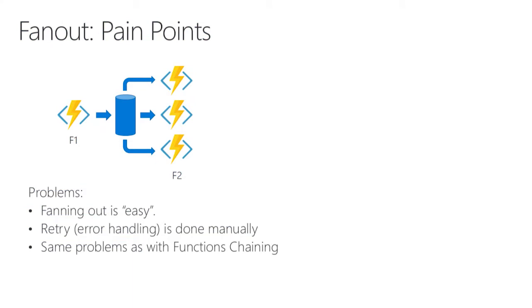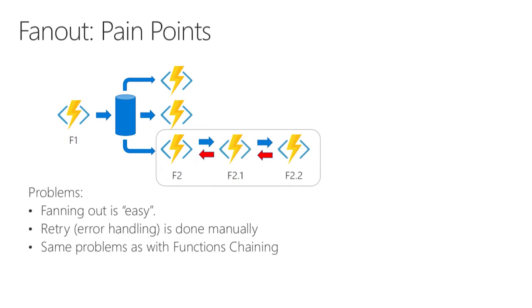The thing is that fanning out is relatively easy. You do need to figure out how to do a retry and do it manually. Yes, we have dead letter queues and all that, but you still need to manage that, so it's on your own. And if you want to add some more stuff into it, like chaining, then again, same problem as we had before. So these problems are compounded one on top of the other.